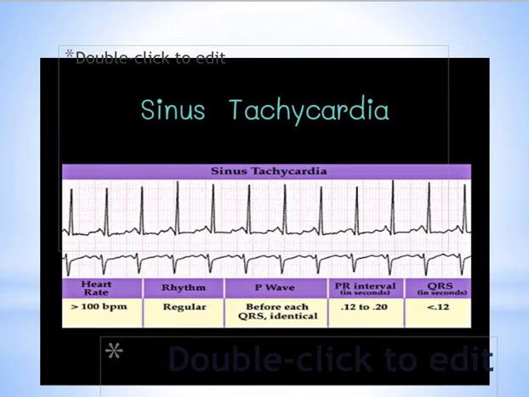Patients can report feeling heart palpitations or like a fluttering in their chest. If your patient has tachycardia and chest pain, this calls for immediate medical attention, and we're going to slow that heart rate down.